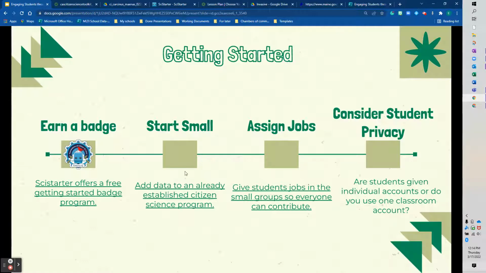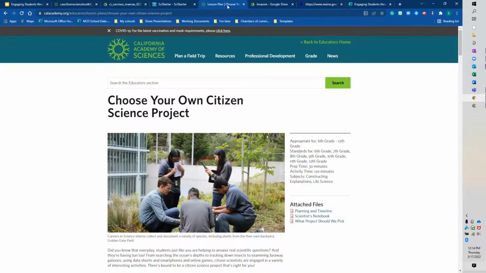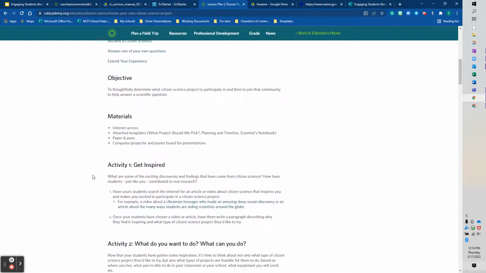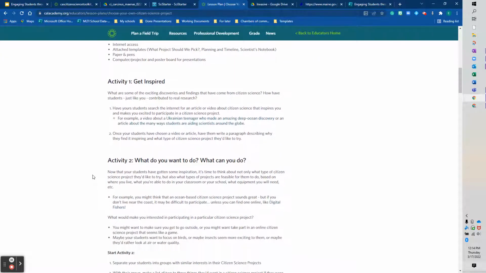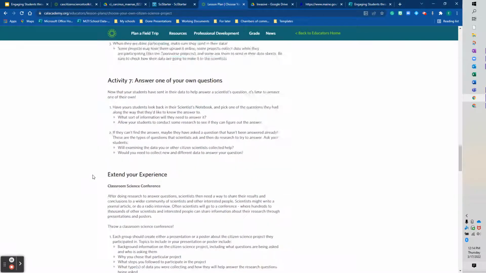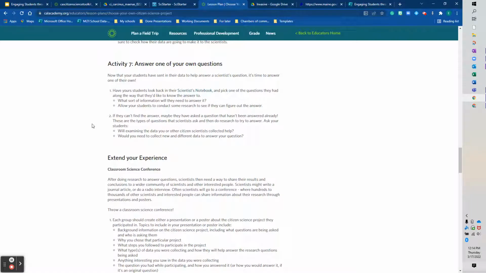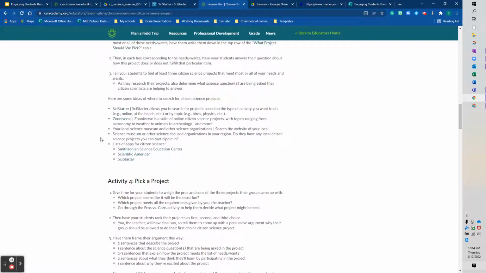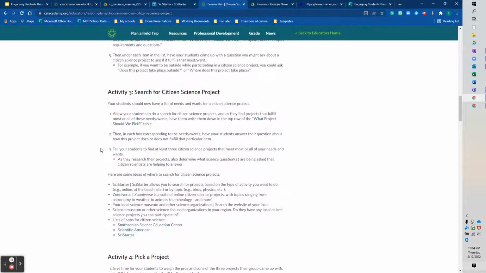Another resource to help with this is this link right here, which will take you to the California Academy of Sciences page. And on this page is a beginning to end, activity 1 to activity 5 or 6, 7, lesson plan on doing a citizen science program in your class. It is a fantastic way to start. So you can already see it's using SciStarter right there and Zooniverse.